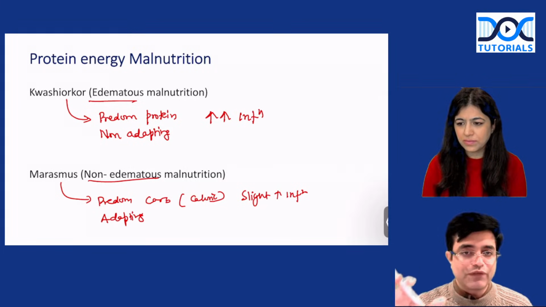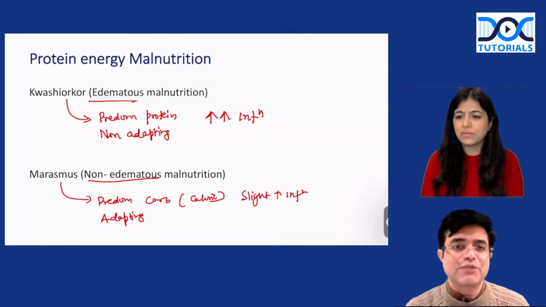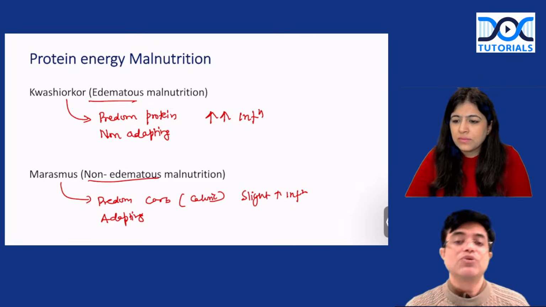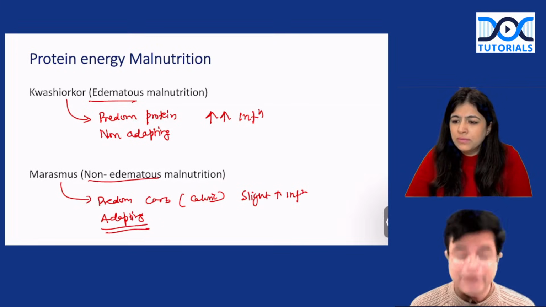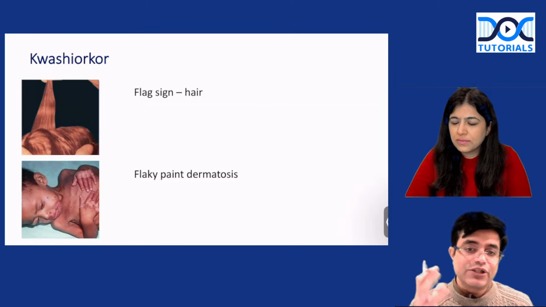If you look at both of these children, kwashiorkor children appear to be healthy. They have a rounded face, they have edema, but actually the marasmic child is the healthier one. Even if he's losing fat, he's the one who's adapting, and so they generally have a better outcome. These are the two types of skin manifestation and the things which the examiner can ask you.